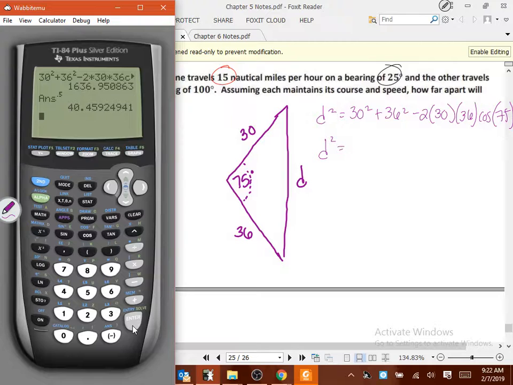So 40.45. Is that right? Now that's nautical miles, right? A nautical mile is about 1.15 miles. So if I multiply that by 1.15, the miles that you are accustomed to is about 46 and a half miles. Does that make sense? Obviously, this question just asks you to leave it in nautical miles, so you don't have to do any unit conversion, but that's how you can see how those things relate.